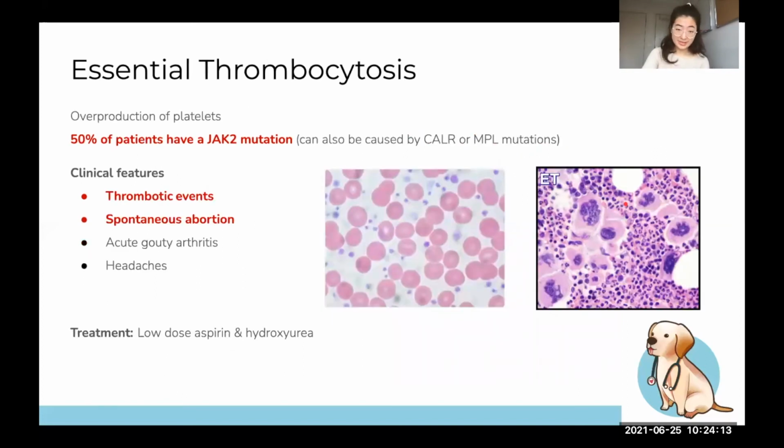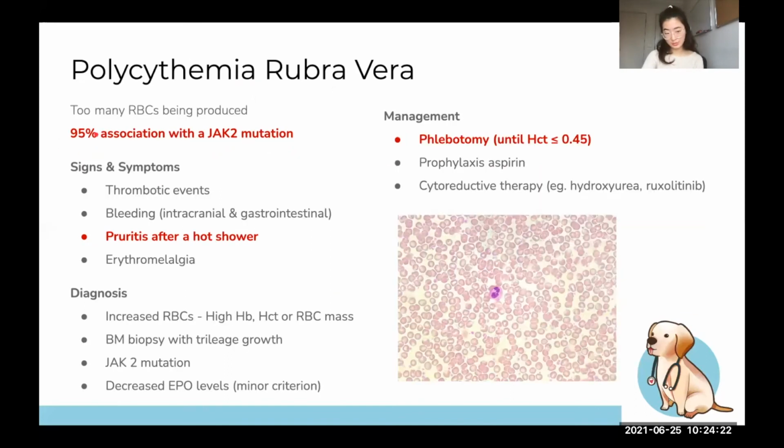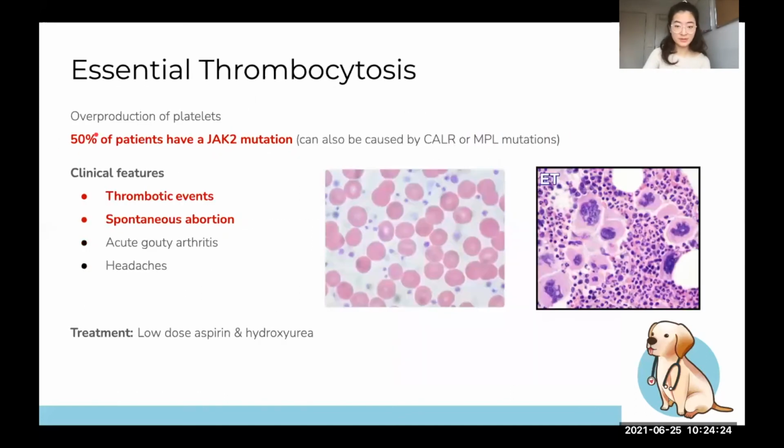Essential thrombocytosis, thrombo is like platelets, so overproduction of platelets. Also associated with JAK2 mutation, but this one's only 50% compared to PRV, which is 95%. So main things that you'd expect to see: thrombotic events, and also, strangely enough, spontaneous abortion.